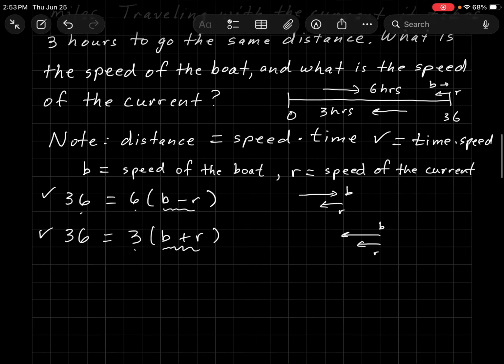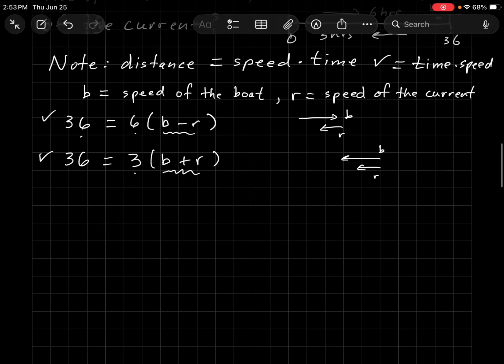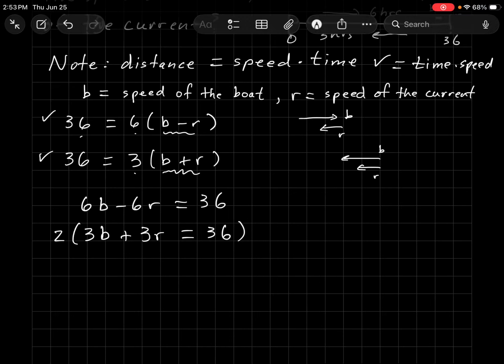So we have two equations now. All we have to do is solve these two equations. I'm going to rearrange the order. I get 6b minus 6r equals 36. And then 3b plus 3r also equals 36. All right, so how can I solve this one? I think I'm going to eliminate the r's, and I'll multiply this bottom row by 2.